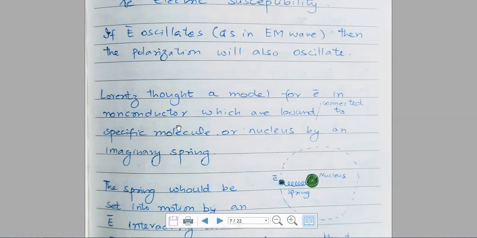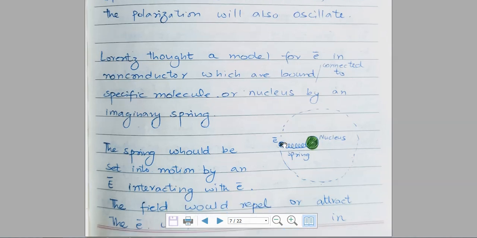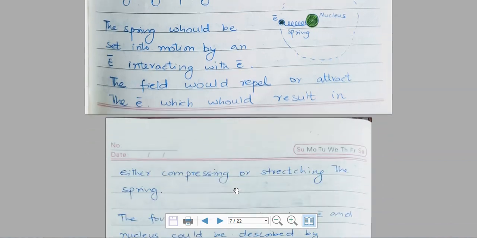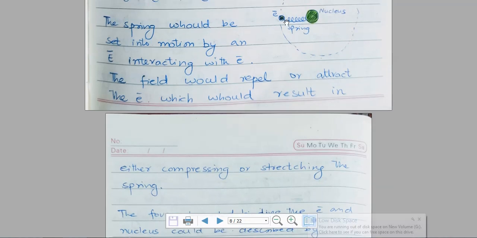Lorentz proposed a model for electrons in a non-conductor, which are bound or connected to a specific molecule or nucleus by an imaginary spring. You can say that this green color is representing the nucleus, and the electron is connected here by an imaginary spring. The Coulomb force between electron and nucleus is replaced by the imaginary spring. The spring would be set into motion by the electric field interacting with the electron. The field would repel or attract the electron, which results in either compressing or stretching the spring. You can say that the Coulomb force is here replaced by Hooke's law.